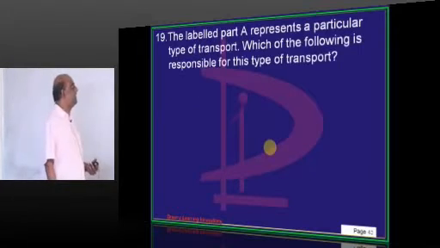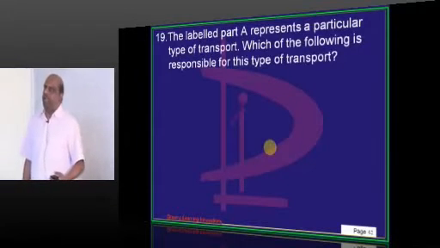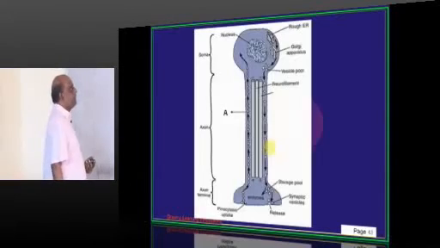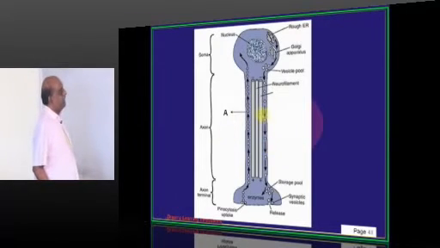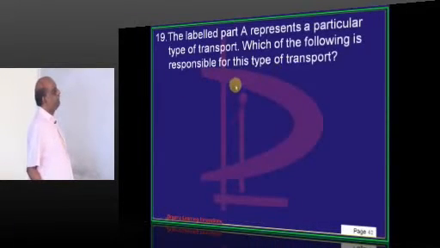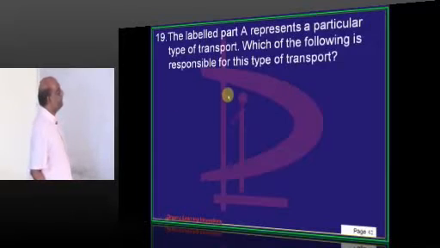100, 200 questions. Now, the label part A represents what type of transport? The one which you are seeing here, which is responsible for this type of transport.